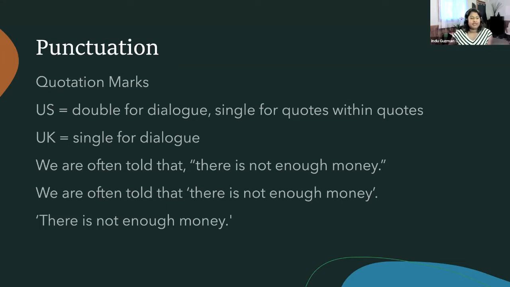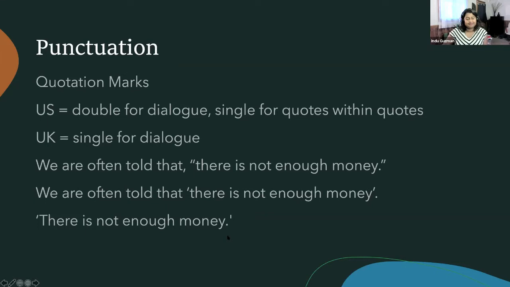Like quotation marks. In the US, it's double for dialogue, and single for quotes within the quotes. In the UK, it's single. For example, first is the US preference. "We are often told that there is not enough money." So you see in the first sentence, there's a comma here. That's definitely something from the Chicago Manual of Style. And whether to put the comma or not, that's more of a style issue. You see there's a double quote, and the period, full stop, I should say, goes inside. I mean, that's the preference for the US. For the UK, I've seen this: 'We're often told that there is not enough money'. So you see that there's no comma and the period goes outside.